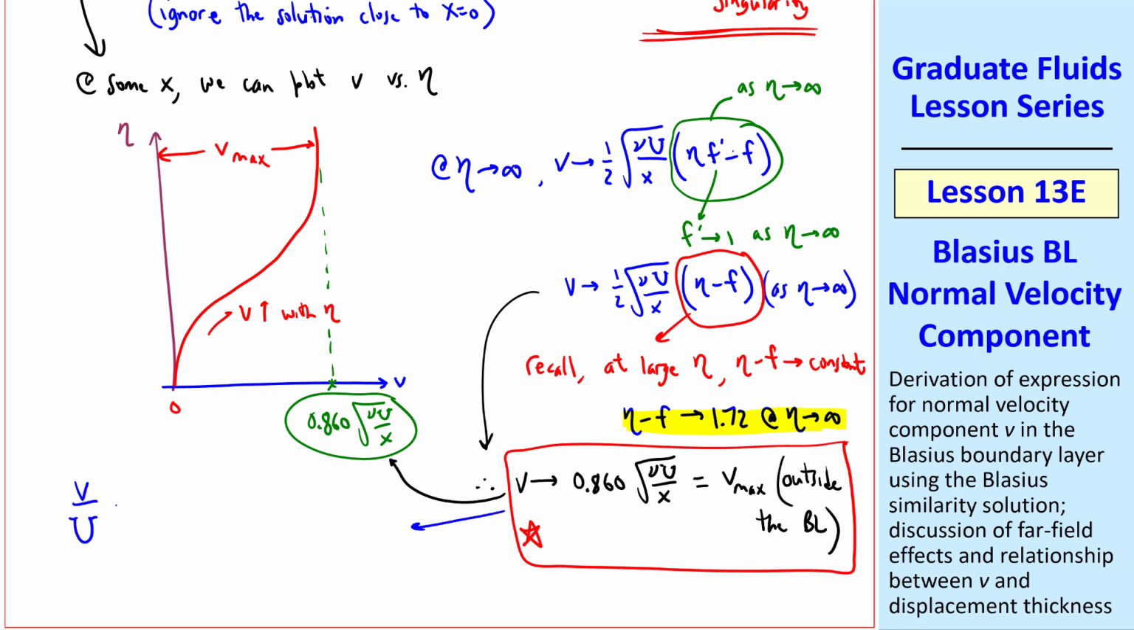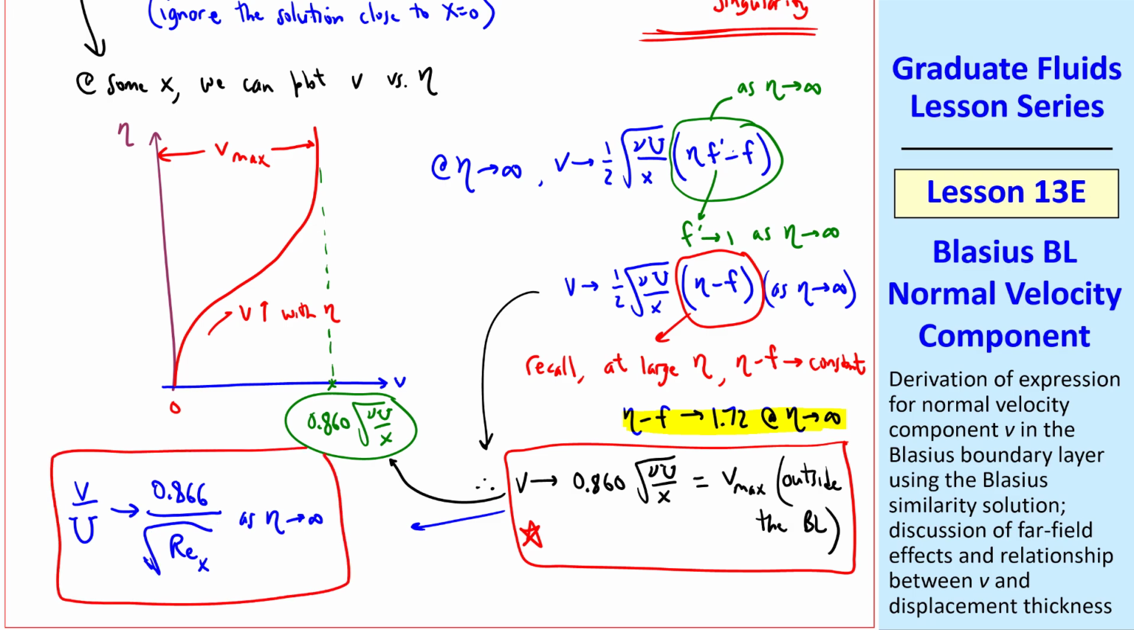Non-dimensionally, if we divide by u, v over u approaches 0.866 over the square root of rex as eta goes to infinity. Interestingly, this is the same form, some constant over square root of rex, that we got previously for several of our non-dimensional quantities, such as delta over x, delta star over x, theta over x, etc.